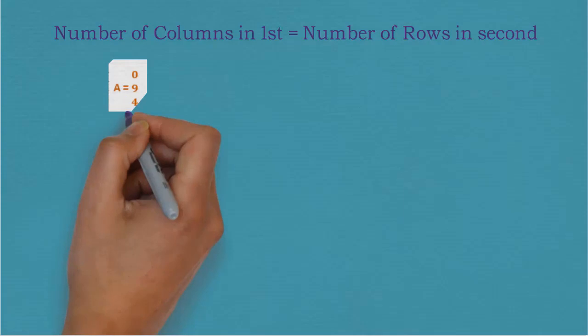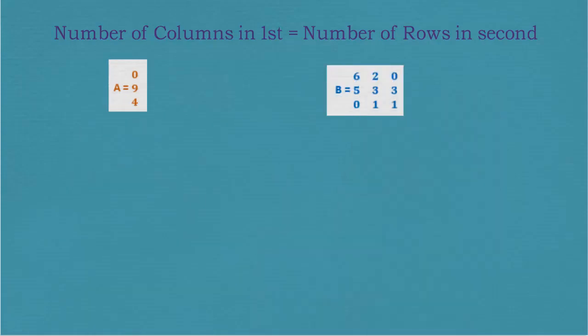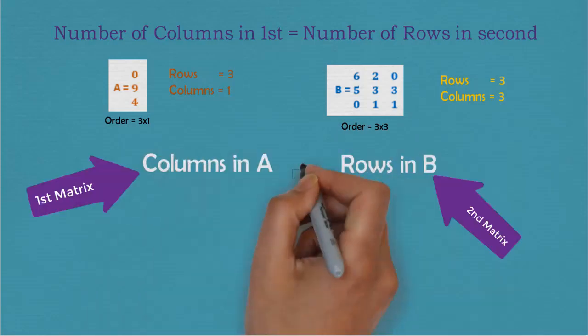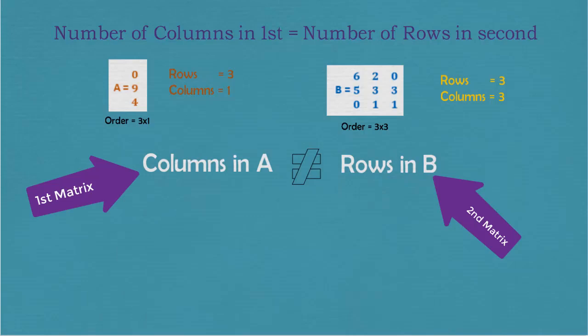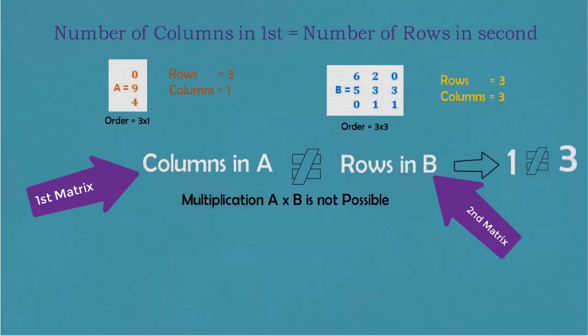So here we have the matrix A, which is a column matrix, and matrix B, which is a square matrix. The order of matrix A is 3 by 1 because it has 3 rows and 1 column, and the order of matrix B is 3 by 3 because it has 3 rows and 3 columns. So as the number of columns in A is not equal to the number of rows in B, that is, 1 is not equal to 3, therefore the multiplication AB is not possible because the condition is not satisfied.